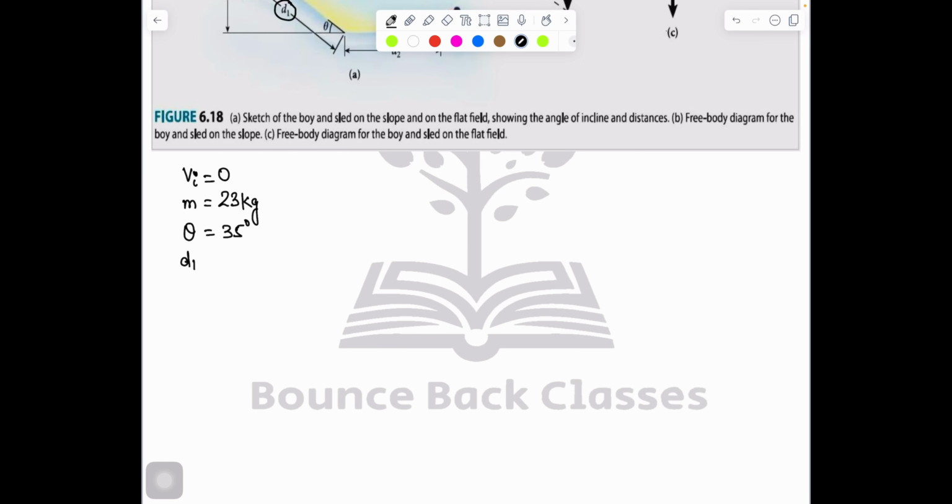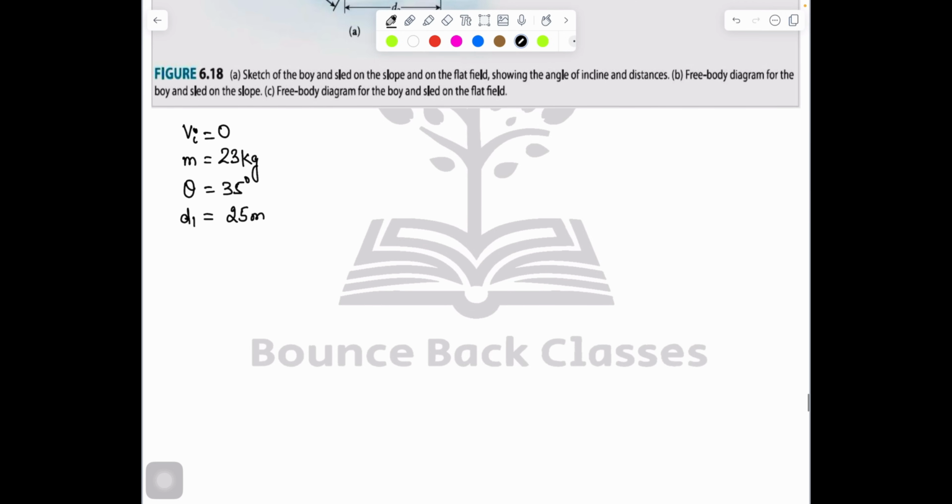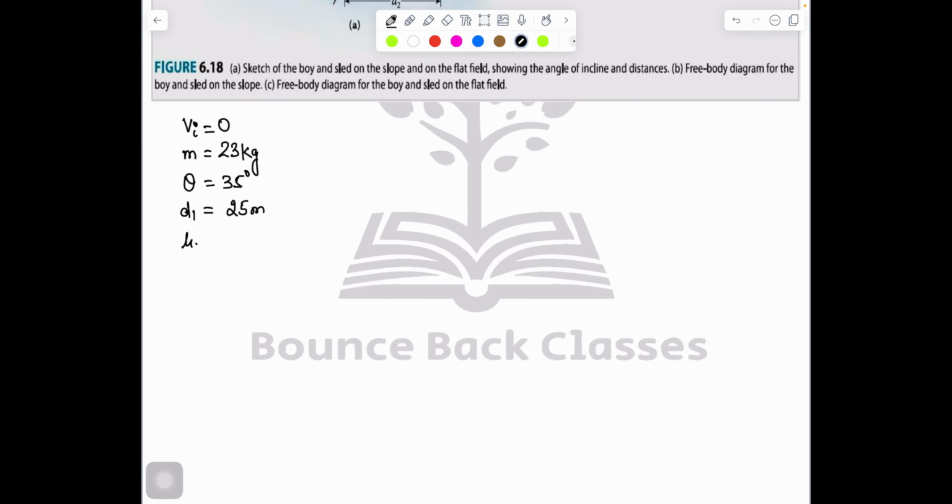Distance d1 is 25 meters. What you need to do is solve. One more thing, mu1 is 0.1 and velocity final is 0. You need to divide this question into 2 parts so that you can solve it.